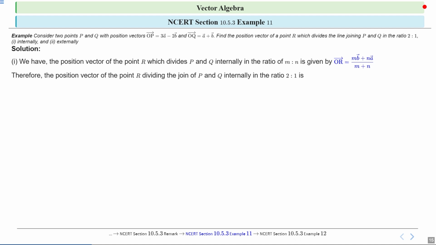Therefore, the position vector of the point R dividing the join of P and Q internally in the ratio 2:1 is OR vector equal to (2 OQ vector plus 3 OP vector) upon 2 plus 3, which is equal to (2 times (A vector plus B vector) plus 3 times (A vector minus 2B vector)) upon 2 plus 1, which after solving we will get 5A vector upon 3. Hence, we can say that OR vector will be equal to 5A vector upon 3.